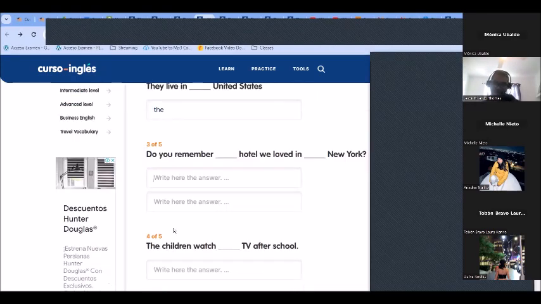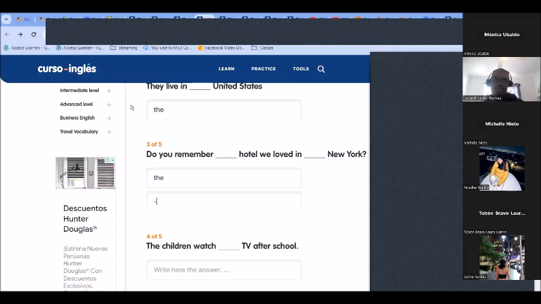Good. Carla, we have two spaces. Which one is particular and which one is general, Carla? Sería... Remember? The hotel we love it in New York. We don't need anything for New York because New York is a city.